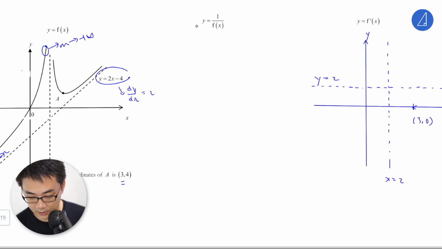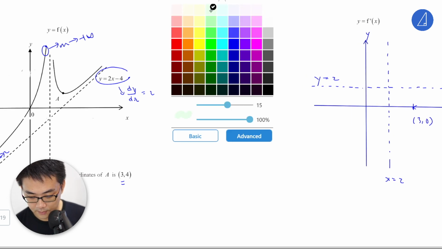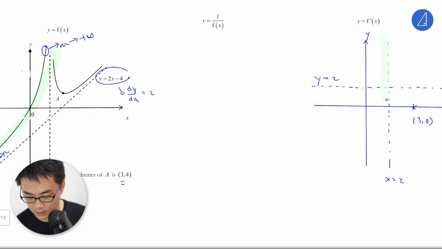Okay, anyway, this is positive gradient. Positive gradient, so it's here. This is also positive, so it's here. And this is negative.